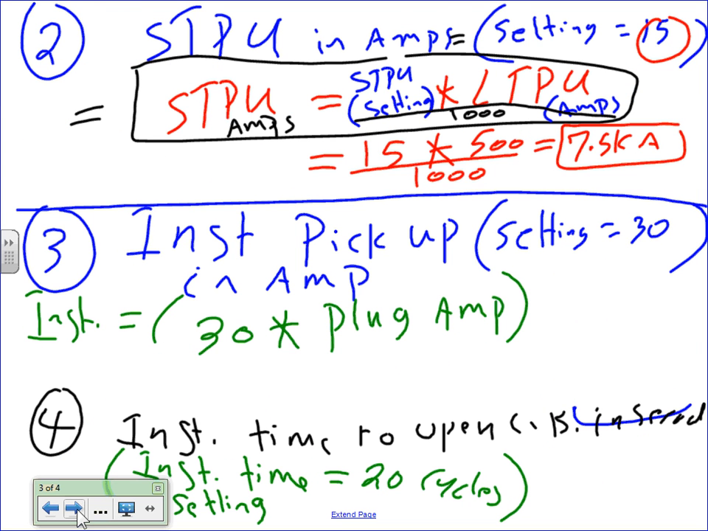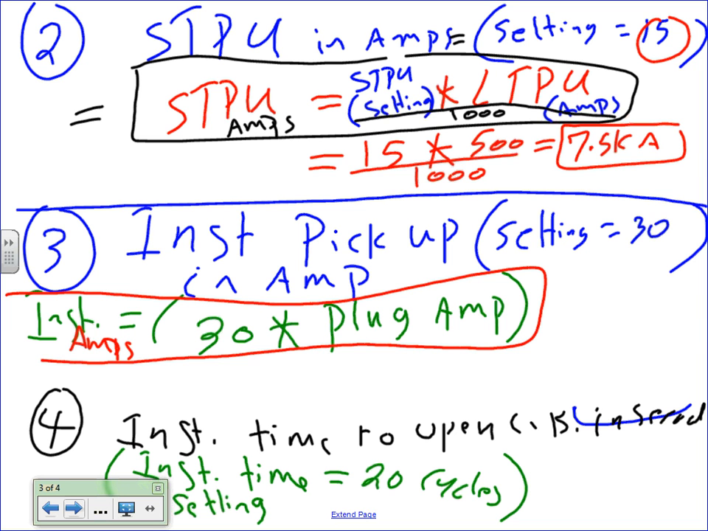All right, let's go back. Okay, now write this one: instantaneous in amps. Here's my formula. Instantaneous in amps equals the setting multiplied by, which setting though? Which setting are you going to use? The Ii setting.